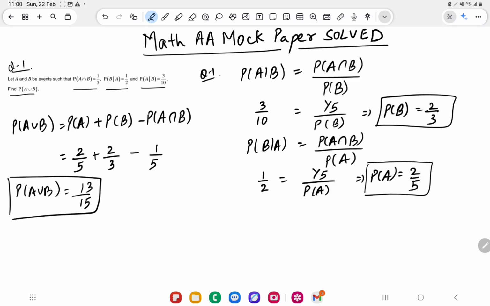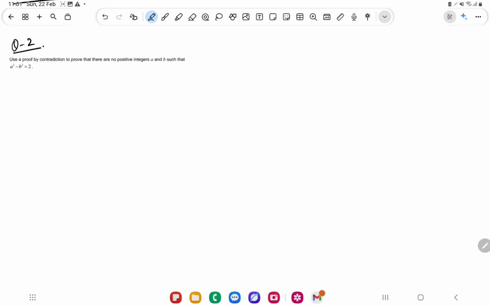Now let's move to the next question. In this question, we have to use proof by contradiction to prove that there are no positive integers A and B such that A square minus B square is equal to 2. So let's start with the solution.